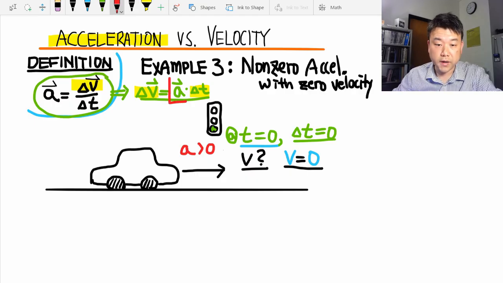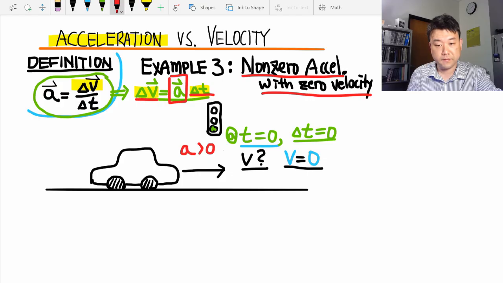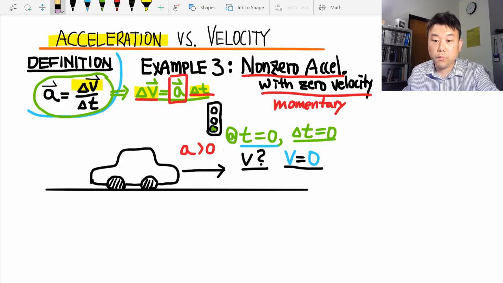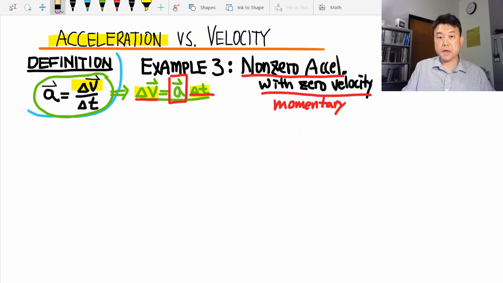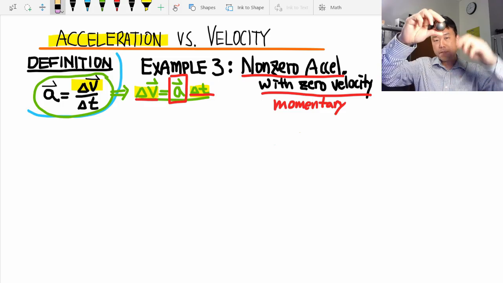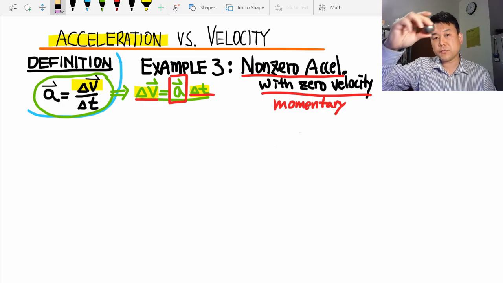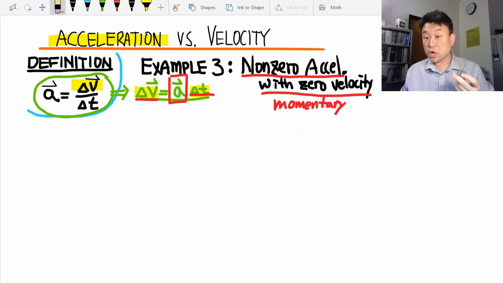Because with non-zero acceleration, as you accumulate change of time, you will accumulate change in velocity. So all these examples will be very momentary, fleeting. Now, let me give you one more example of non-zero acceleration with zero velocity. I have this ball here. When I throw it up and catch it, at the very top of the motion is another example of where it has non-zero acceleration with zero velocity.